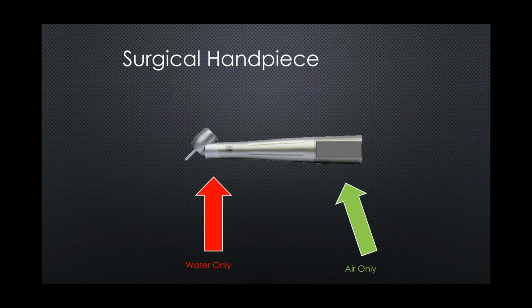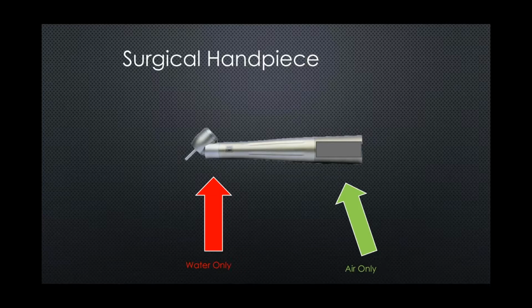What does that mean? If you're holding the handpiece in your hand, the burr is on one end and the tubing is on the other. The water is the only thing that comes out where the burr is. You don't want air coming out of that front part. So water comes out the front and air comes out the back. This is a surgical handpiece.